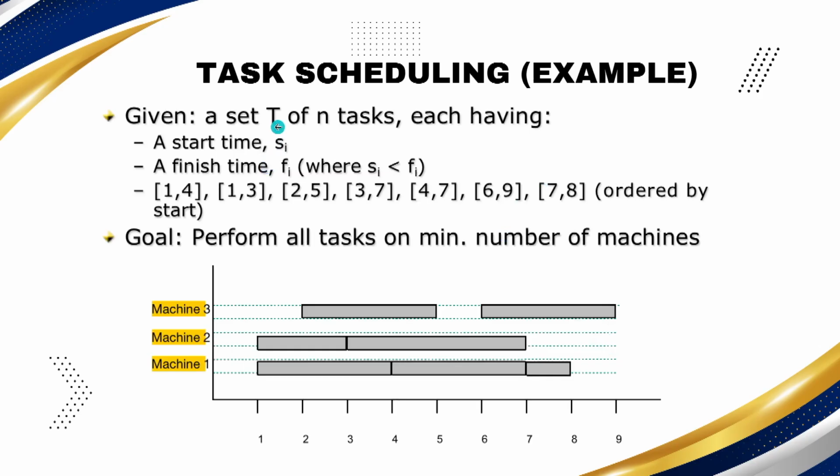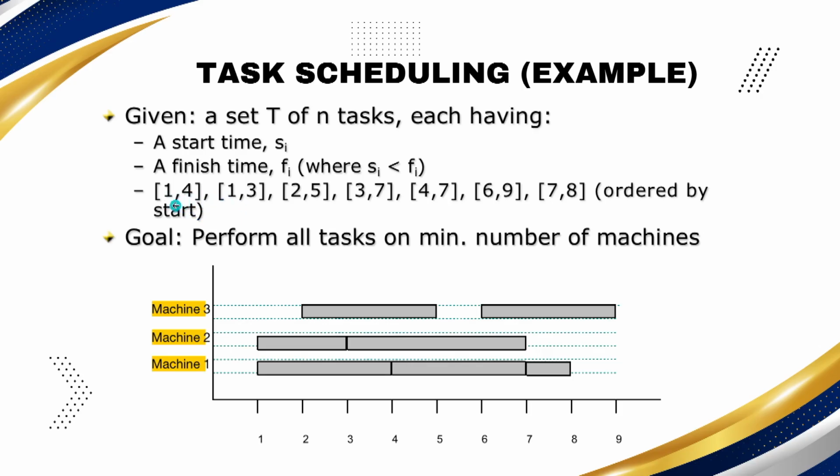So, we will see an example of how this task scheduling algorithm actually works. Let us assume that we are given a set of n tasks, and every task has a start time and a finish time, and always the start time of any task is less than its finish time. Now, we have ordered all the tasks according to their start time. Here you could see that there are 2 tasks that start at 1 p.m., one task that starts at 2 p.m., one that starts at 3, another starts at 4, another at 6 and another at 7.